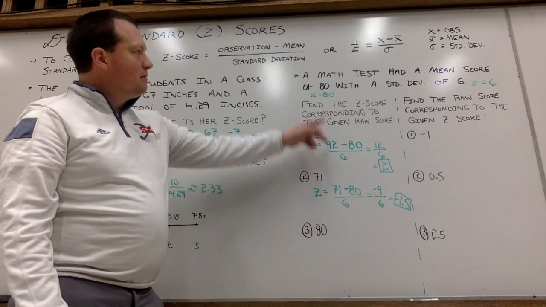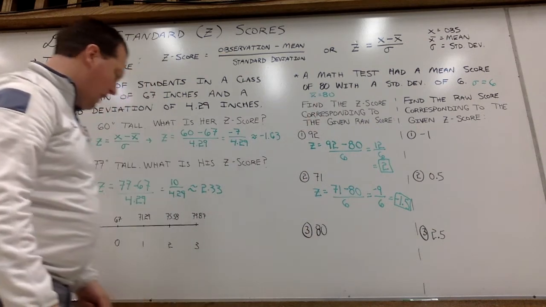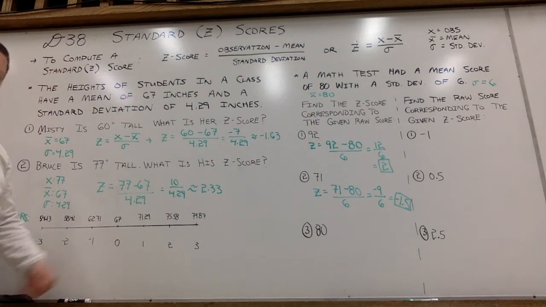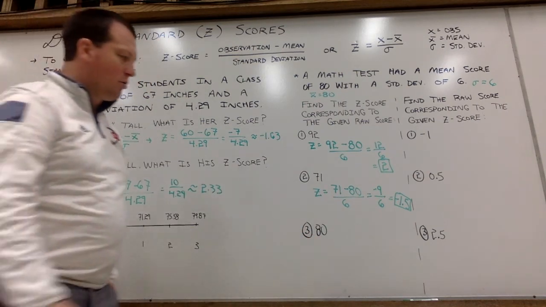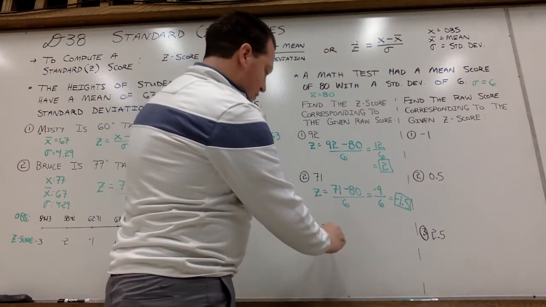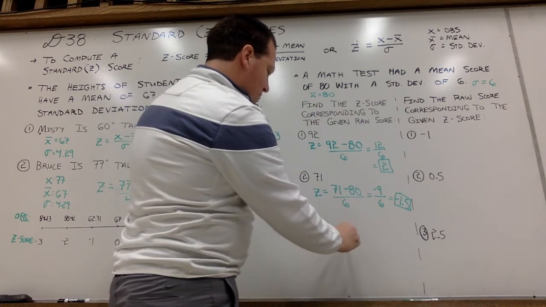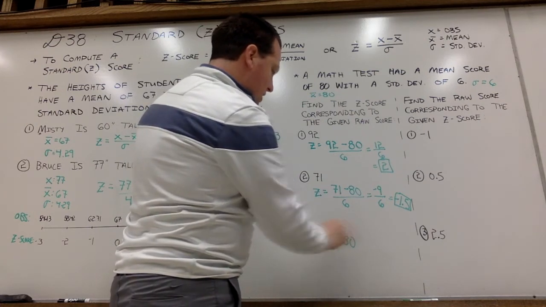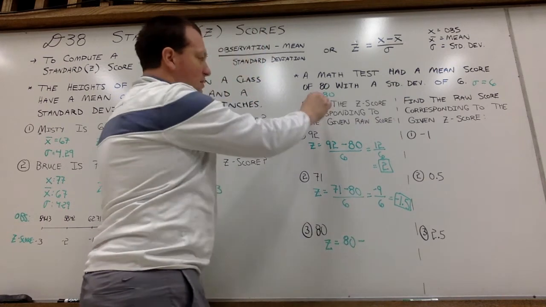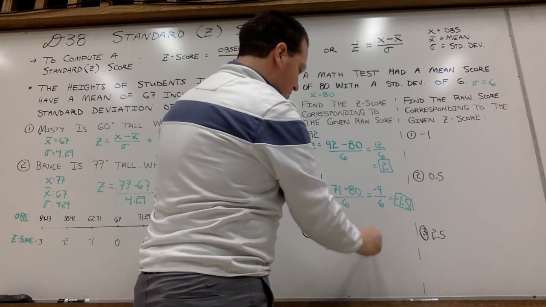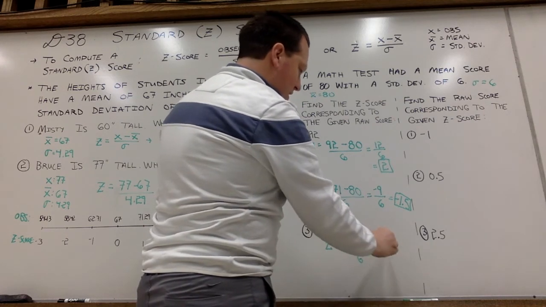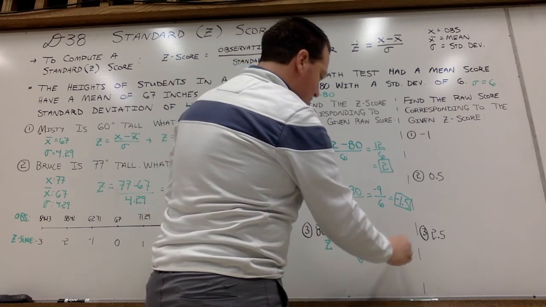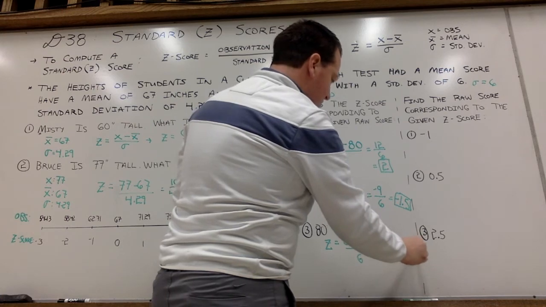Well, 80 is average. So if you're average, again, that corresponds to a z-score of 0. So we should get 0 here. Let's confirm that. So the z-score here is equal to my observation 80 minus the mean, which is also 80, divided by my standard deviation of 6. Well, 80 minus 80 is 0. 0 divided by 6 is 0.